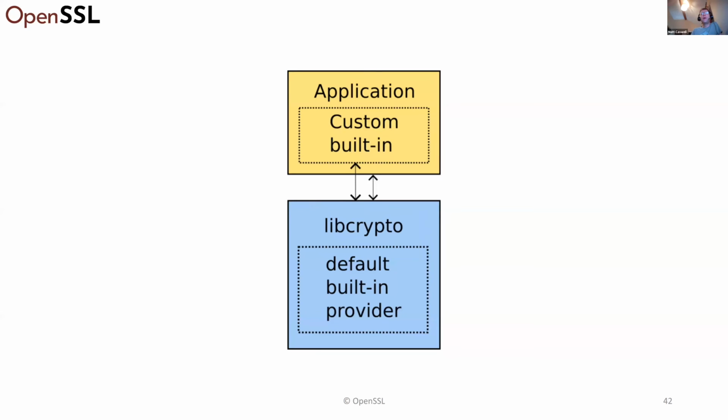And here, finally, we have an example where an application is doing something custom. It wants its own provider. And this can be built into the application. So a built-in doesn't have to mean just built into libcrypto. It can be built into your own application. You don't have to have a provider and a separate loadable module to do this. So maybe you want to do some kind of custom encoding or decoding of keys. And so you could use a custom built-in provider to do that.